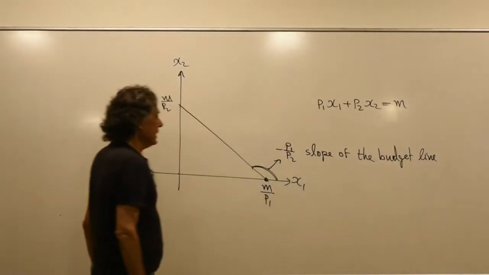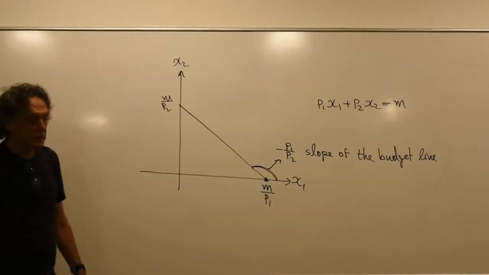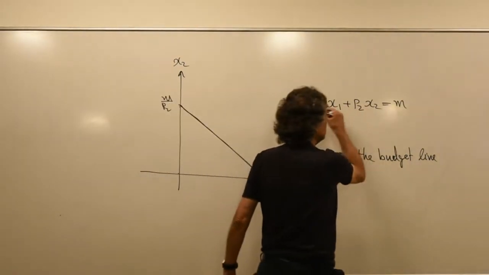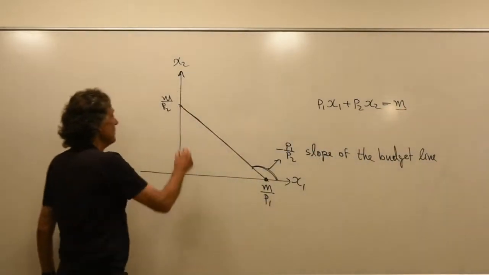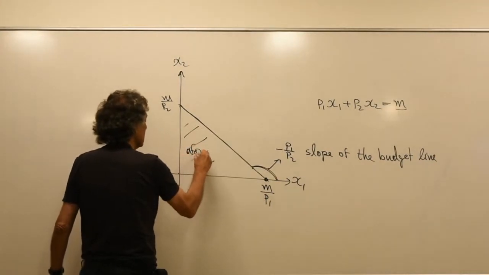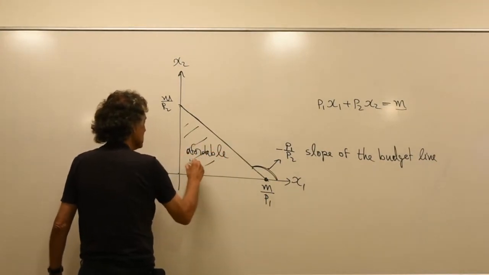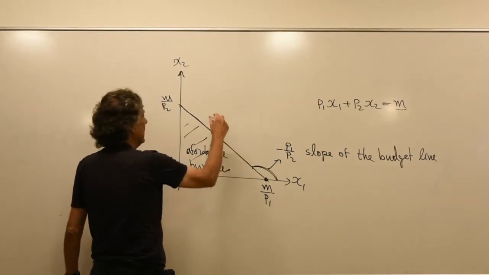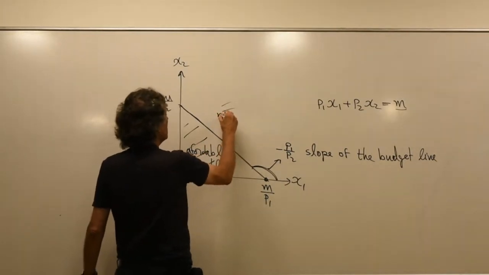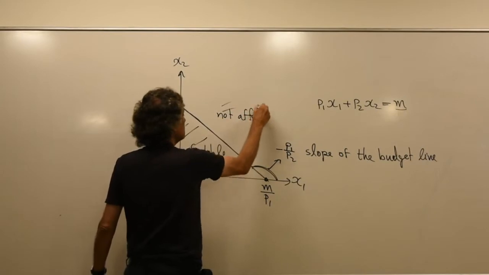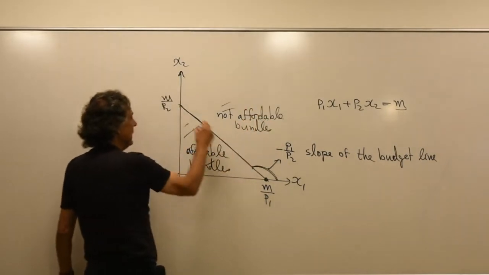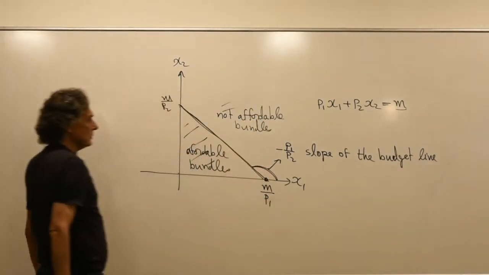So this is actually what this consumer can afford. He can afford to buy anything on this line because he can spend his entire income or below it. So all these are the affordable bundles. And everything here is bundles that you cannot afford. Not affordable bundles. And on the line itself, this is just affordable.